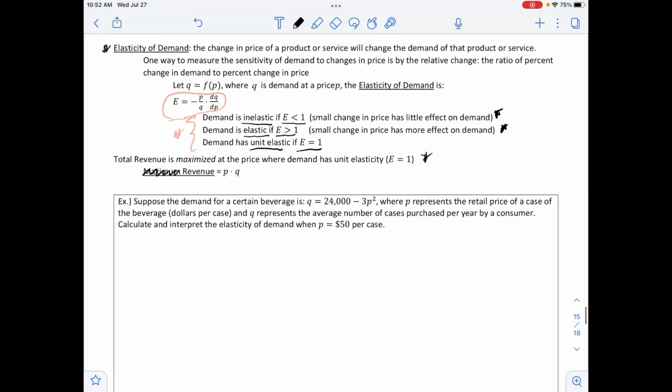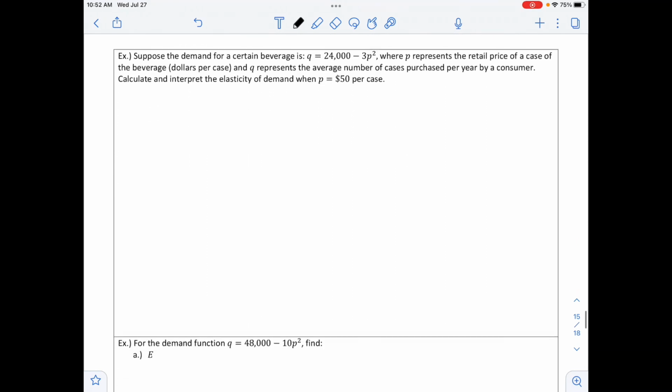The example right below says, suppose the demand for a certain beverage is q equals 24,000 minus 3p squared, where p represents the retail price of a case of the beverage in dollars per case, and q represents the average number of cases purchased per year by a consumer. Calculate and interpret the elasticity of demand when p is equal to $50 per case.